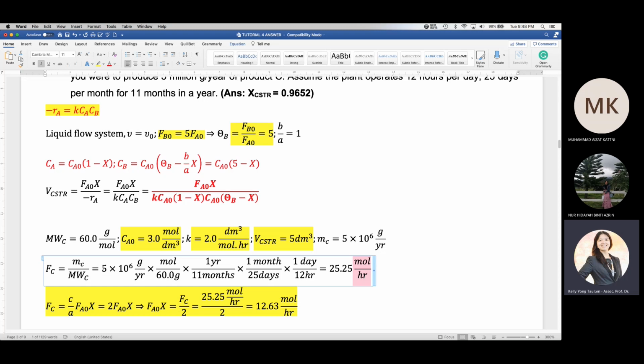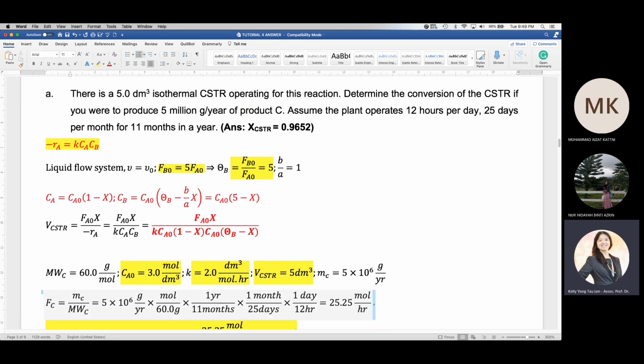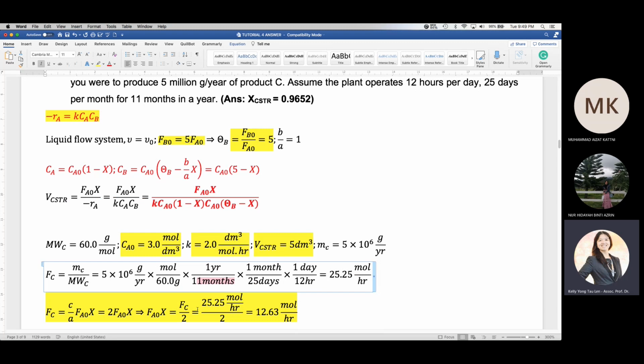Okay, so I start with my mass flow rate 5 million gram per year. Kalau saya nak mole di atas, saya mesti bahagi dengan molecular weight sebab molecular weight adalah 60 gram per mole. So sekarang unit gram saya dah batal, I'm left with mole per year. Okay, tapi unit time akhir saya mesti hour. So I must convert my year to hour. Okay, kamu nak convert year to hour pun tak boleh straightforward sebab your plant has time limitation. Sebab for every 1 year, your plant only operates 11 month.